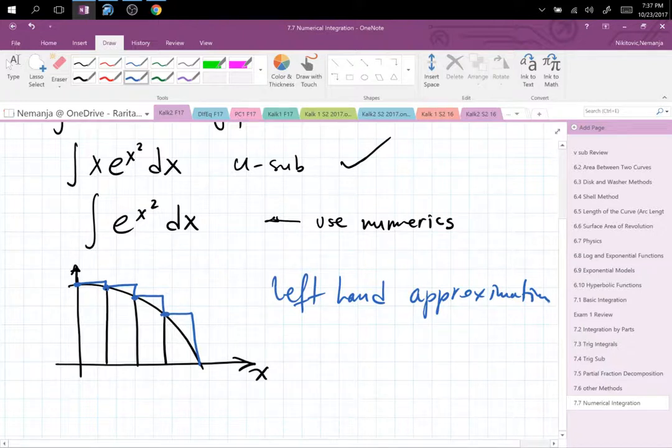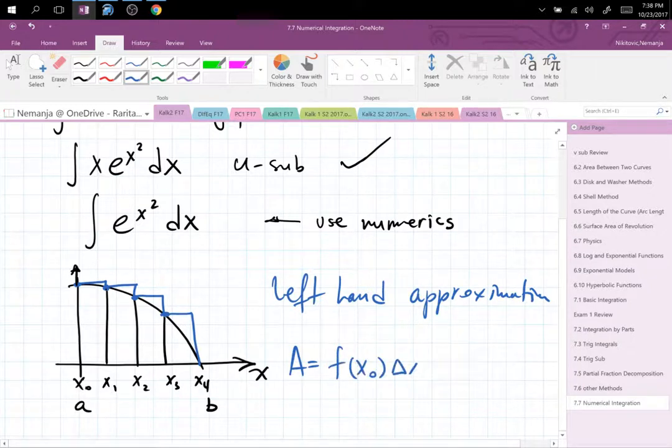The way that worked was, let me just partition first. We have x0, x1, x2, x3, and x4 as x values that are in the partition. And the first and the last one are a and b, the entire area between a and b. So the left-hand approximation in Calculus 1 was that area was equal to f of x0 times delta x. Delta x is the distance, the width of each one of these rectangles.